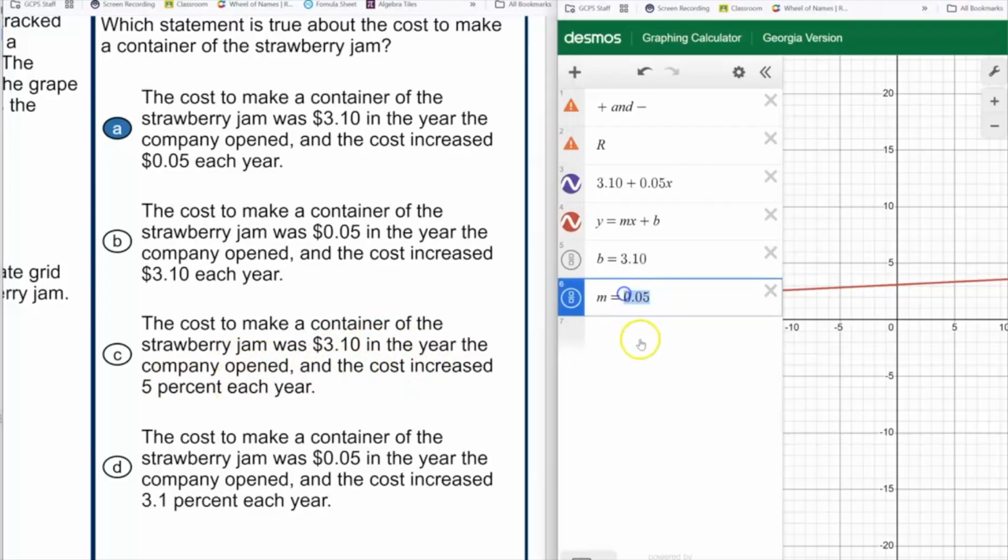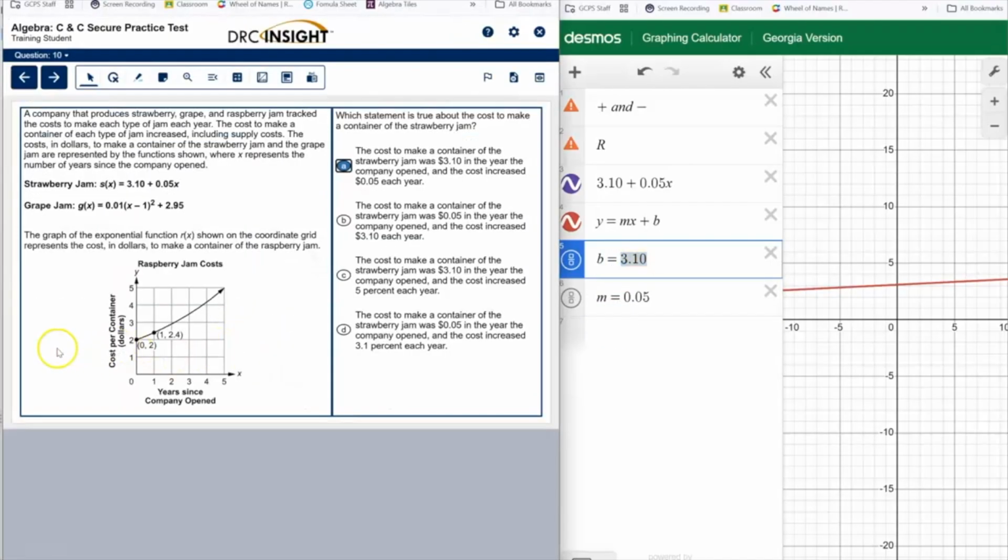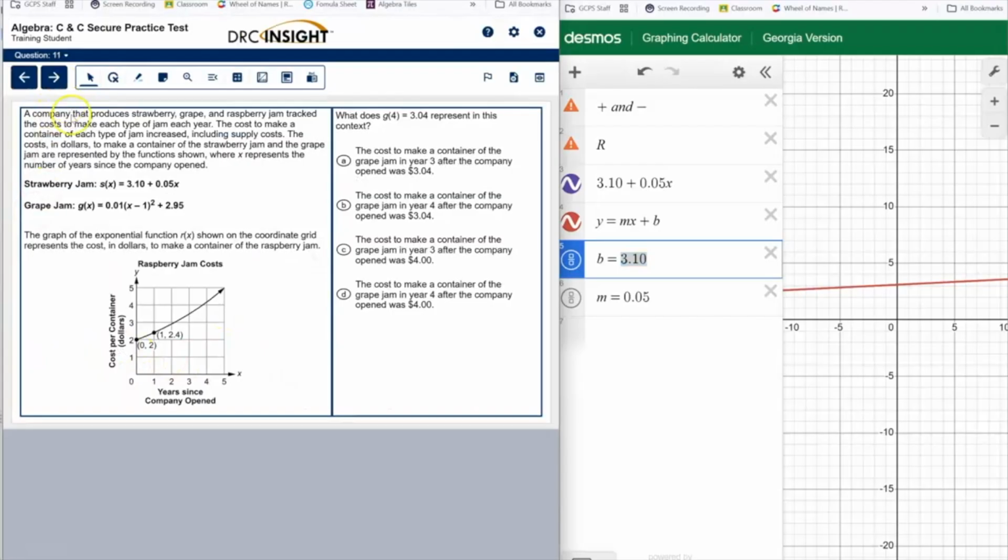This is not an exponential function. If this was an exponential function, sure, it's increasing by 5%, but this is linear. So you're not multiplying, you're adding to it. So no. The cost to make a container of the strawberry jam was 0.05. Heck, it wasn't. It was 3.10. Don't let them tell you otherwise. All right, so that's the answer for that question.